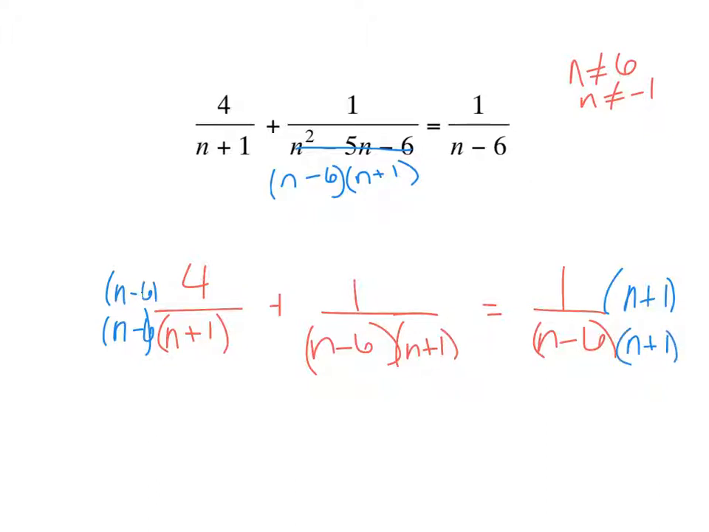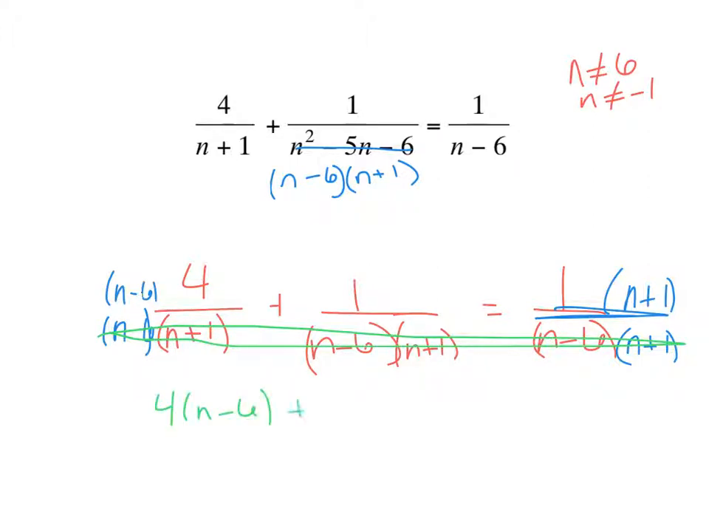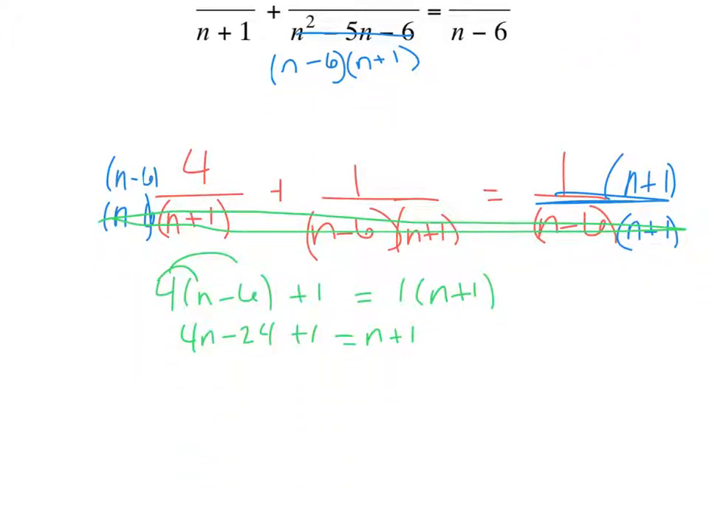Now again, like in the beginning of this video, I said you can cross out the bottoms because it's an equation, and all the bottoms have the same denominator, same factors. So I'm going to have 4 times n minus 6 plus 1 equals 1 times n plus 1. Distributing this in, I get 4n minus 24 plus 1 equals n plus 1. So on the left side, I have 4n minus 23 equals n plus 1.